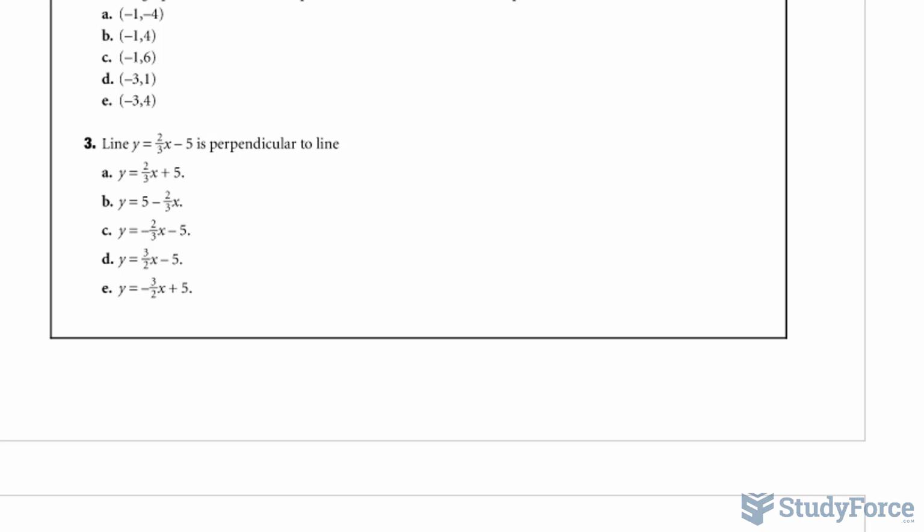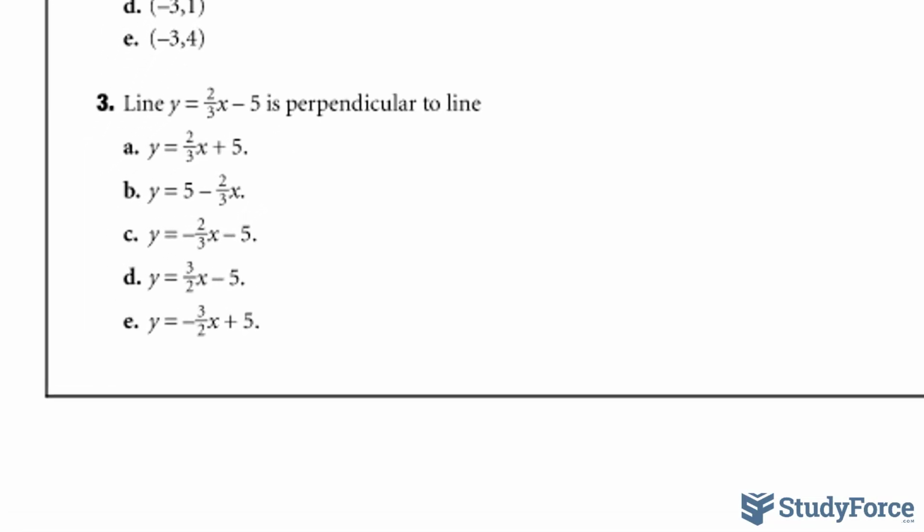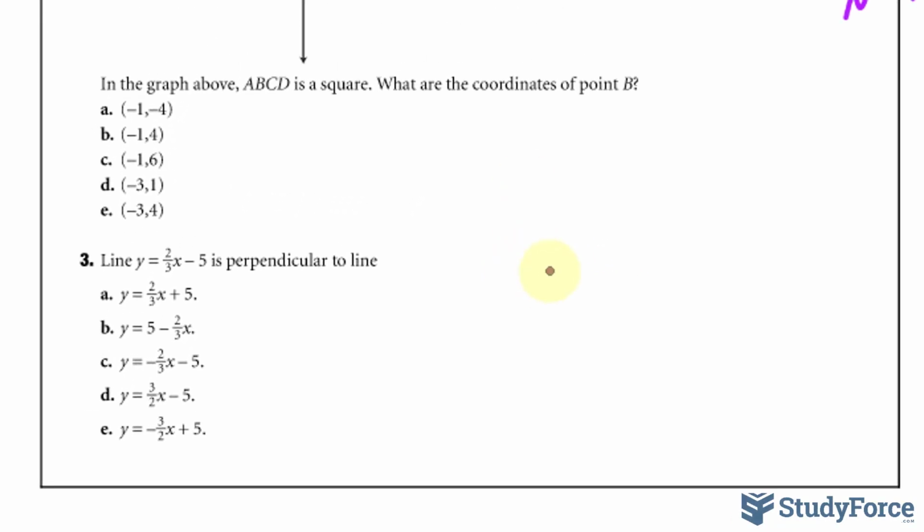For question 3, the line y is equal to 2 over 3x minus 5 is perpendicular to which of these lines? For this problem, we have to identify the slope. So every linear equation can be modeled in its standard form as y is equal to, sorry, I said standard, but it's actually slope y-intercept form, where you have this slope as mx plus b. M is the one that's being multiplied to the independent variable. In our case, it's 2 over 3.